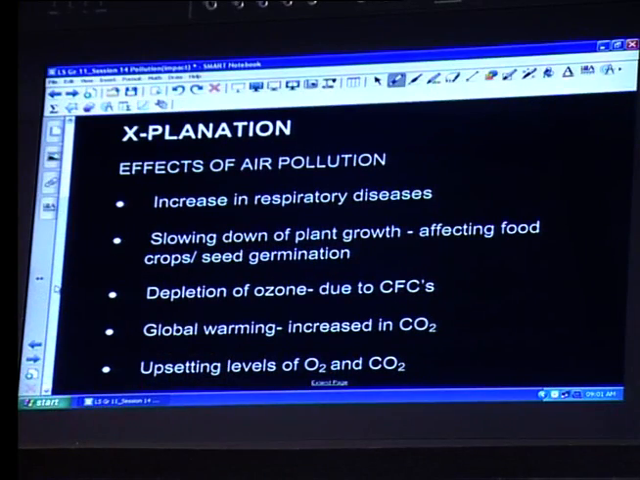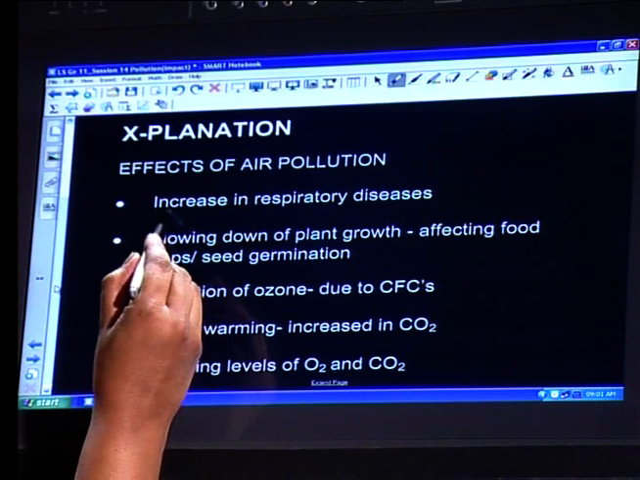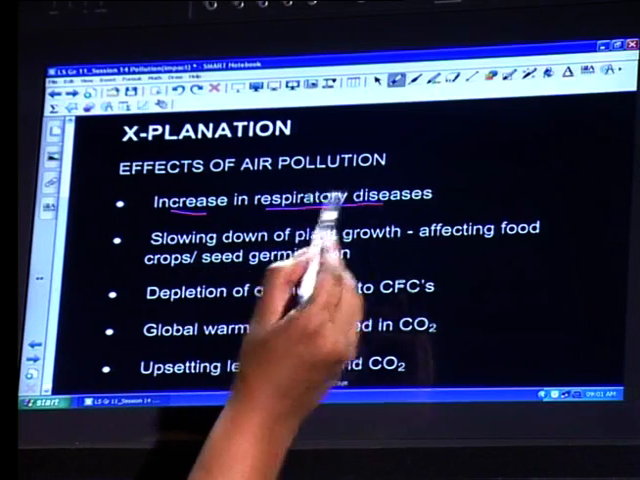We are now going to look at the effects of air pollution. The first effect is that there's an increase in respiratory diseases. Right, what are respiratory diseases? This is a question often asked in an exam, and most of the learners do get it right. So what are respiratory diseases? They are actually bronchitis, pneumonia, emphysema.